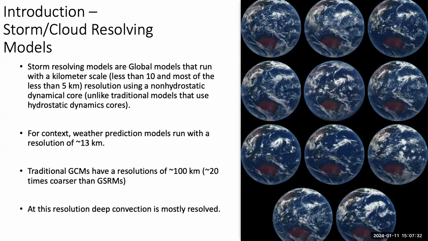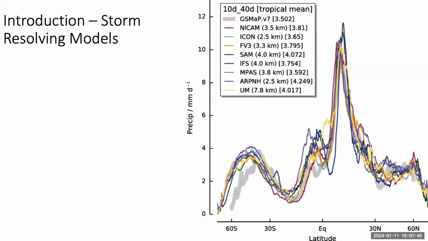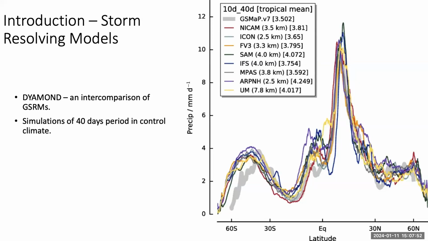And the reason that we are going to that kilometer scale is because in that kilometer scale, deep convection is mostly resolved. And just a few words about the DYAMOND runs. The DYAMOND runs are an intercomparison of GSRMs, but they are basically limited in time. So it's only a 40 day period of control climate. So we have 2 periods, one around summer, one around winter.